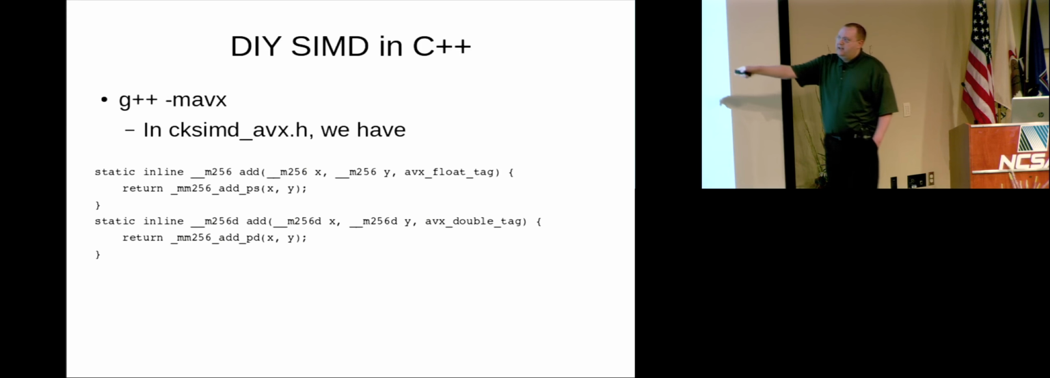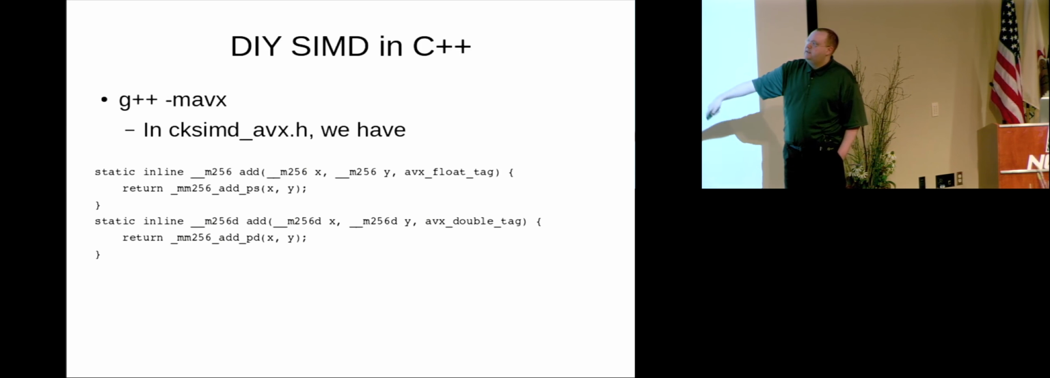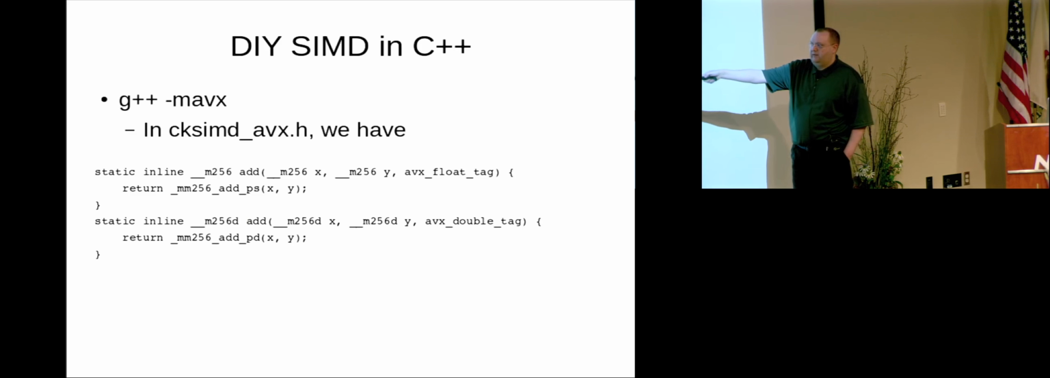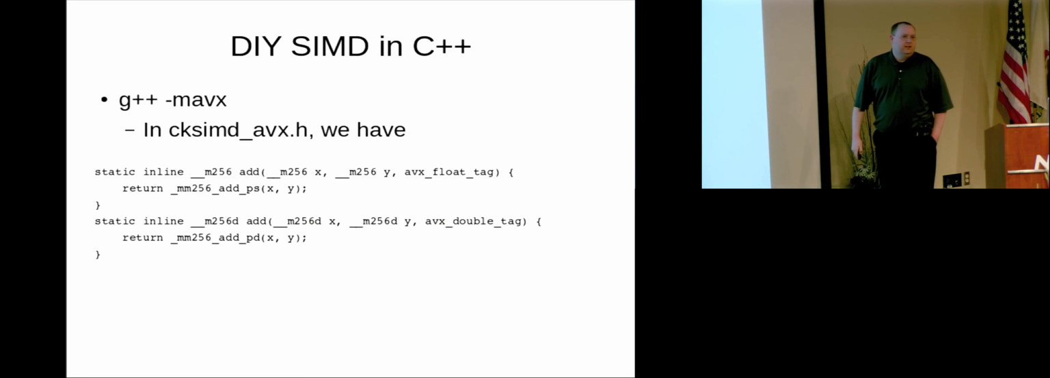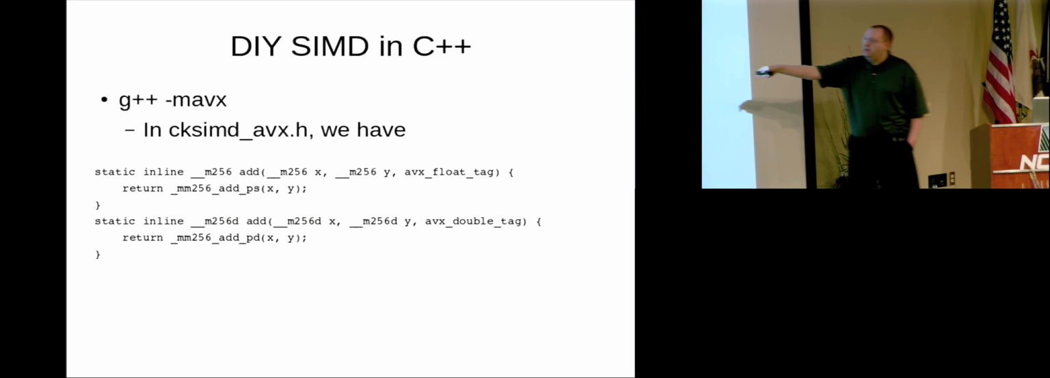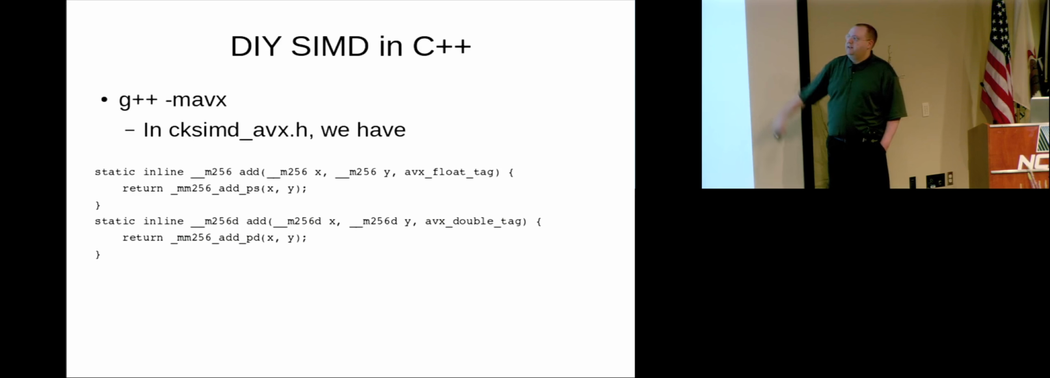So if you specify AVX like this, then it'll pull in this header file. And in this header file, we have a bunch of wrapper functions that add two of these guys and take a tag. And this is the tag dispatch part. So we had type traits before to determine this guy here, and now we have tag dispatch, and that's it.